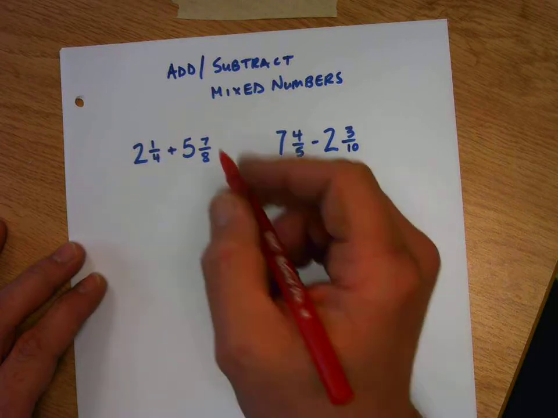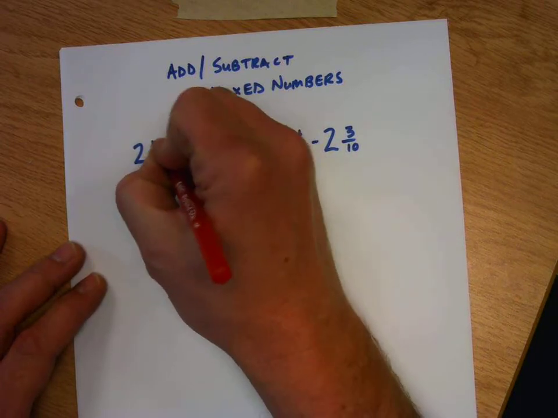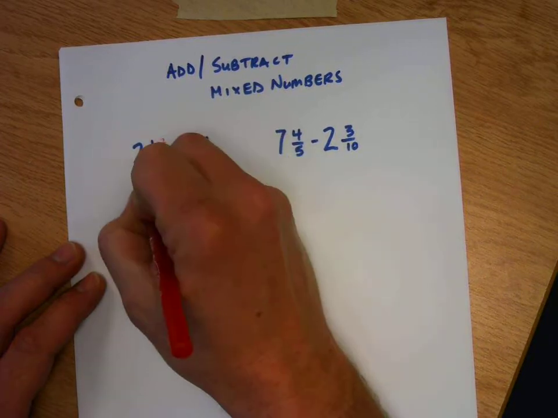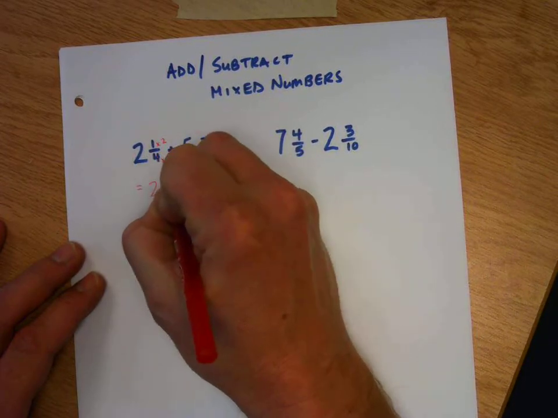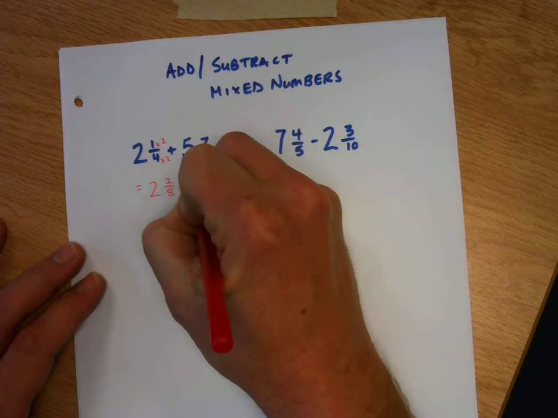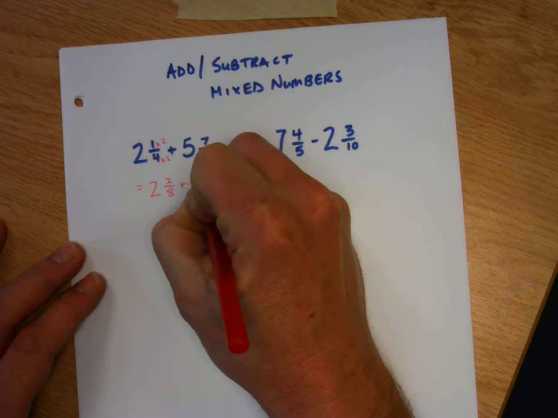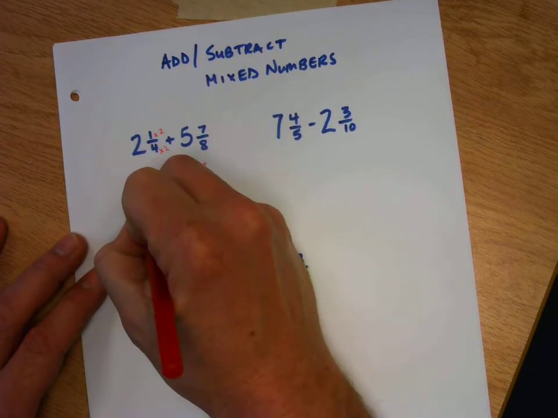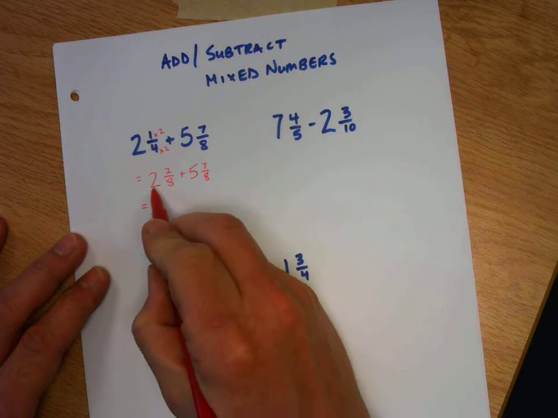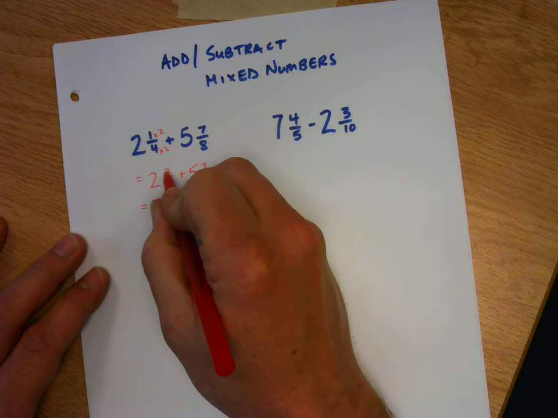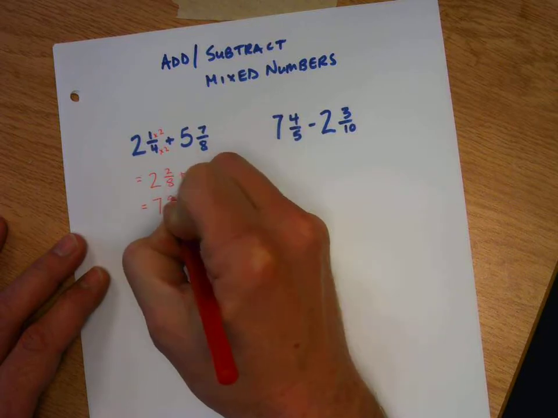4 and 8, not a common denominator. We can multiply this by 2 and this by 2 to make it 8. That would leave us with 2 and 2/8 plus 5 7/8. In this case, at this point, we can now add our whole numbers. 2 plus 5 giving us 7. And in the fractional amounts, 2 plus 7 gives us 9 over 8.